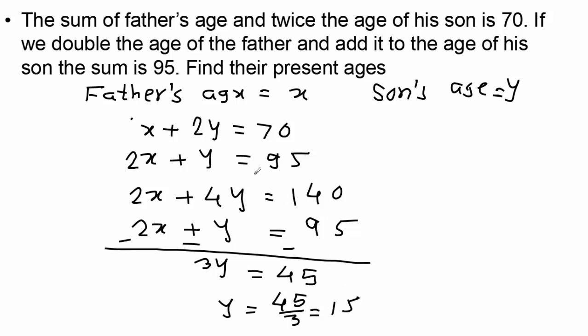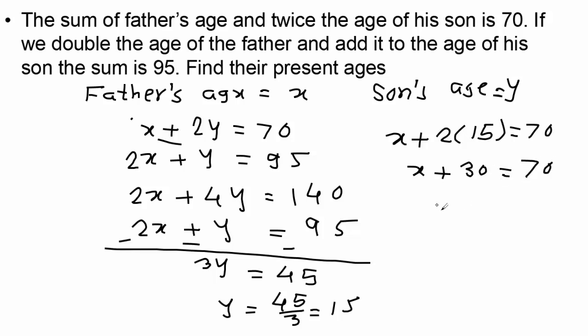To find out the value of x, I shall put this value in the first equation. X plus 2 into 15 equal to 70. Therefore x plus 30 equal to 70. X equal to 70 minus 30 equal to 40. Father's age is 40 and son's age is 15.